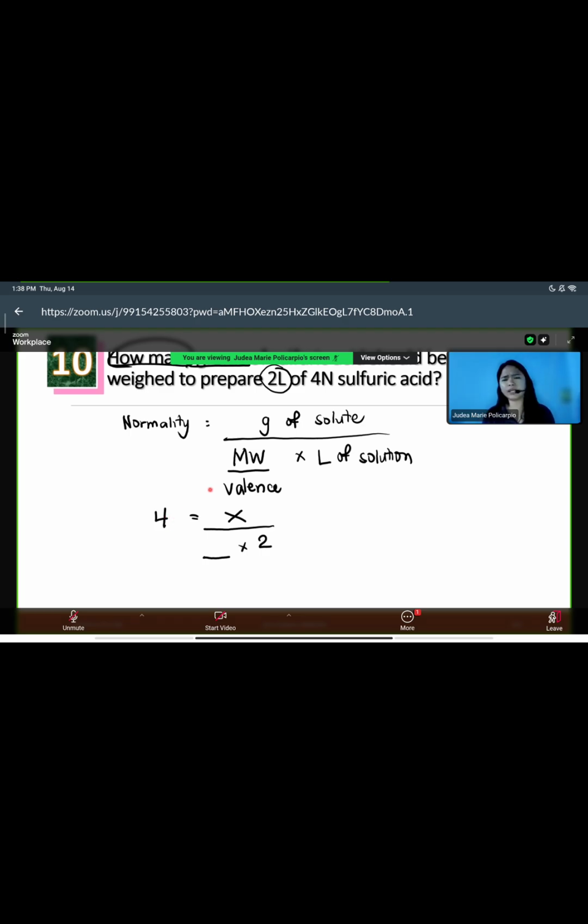Minsan binibigay na yung molecular weight ng solute, pero sometimes they would just give you the atomic weights, which I actually forgot to insert on your notes. Paki-add na lang dun sa notes natin yung mga corresponding atomic weights ng ating mga elements. Again, no need for you to memorize the periodic table of elements or the atomic weights kasi usually given naman to. I just forgot to put it on your notes. Lagay na rin natin dito: ang hydrogen natin has an atomic weight of 1, ang sulfur natin has an atomic weight of 32, and yung oxygen natin has an atomic weight of 16.